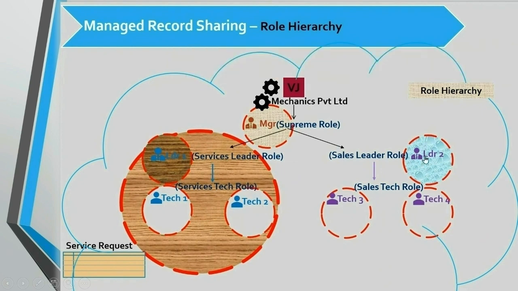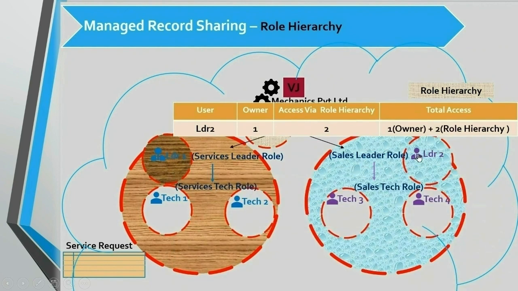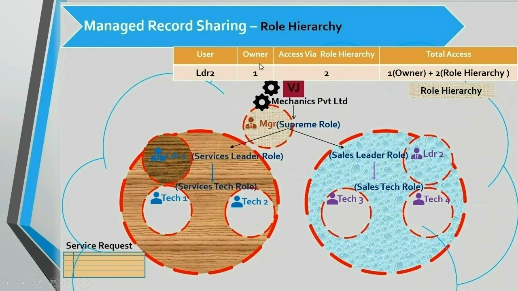Same way, LDR2 also will have access to his subordinates' records. Hence, LDR2 also will have one as owner, as he has created only one record, and whatever his subordinates Tech 3, Tech 4 created records, those records also he would get access because of the role hierarchy, that is 2 records. Completely he will have 3 record accesses.